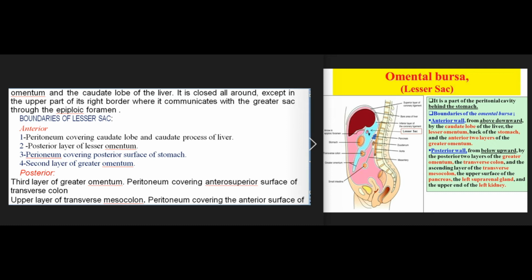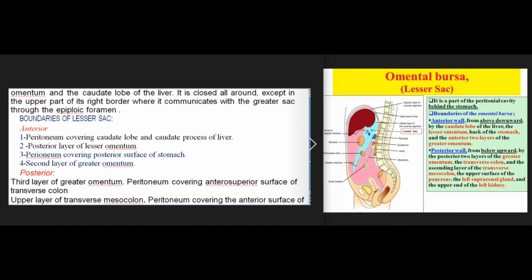Boundaries of lesser sac: anterior, 1, peritoneum covering caudate lobe and caudate process of liver. 2, posterior layer of lesser omentum. 3, peritoneum covering posterior surface of stomach. 4, second layer of greater omentum. Posterior, third layer of greater omentum.